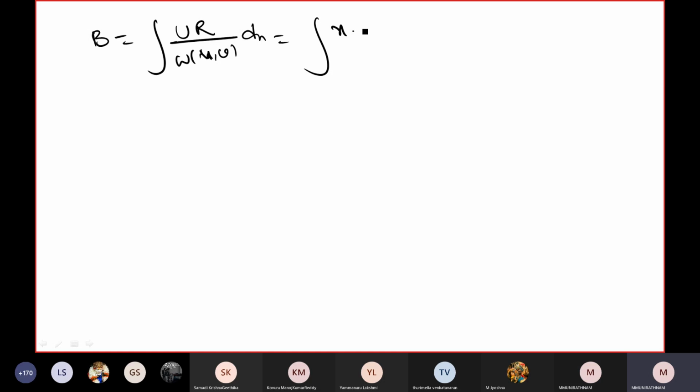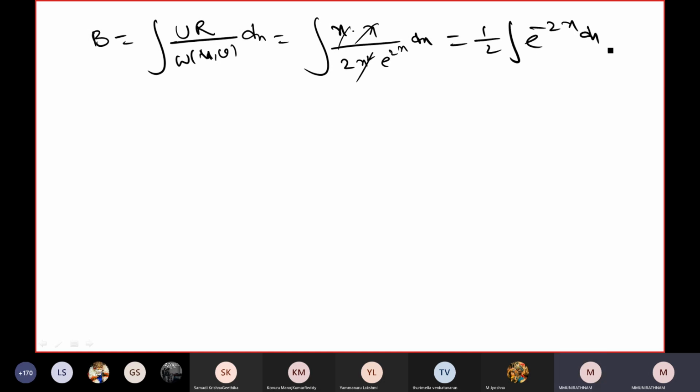What is B now? What is B? U is x, R is x, 2x square e power 2x. X gets cancelled, 1 by 2 e power minus 2x dx. E power minus 2x by minus 2. E power minus 2x by minus 4.